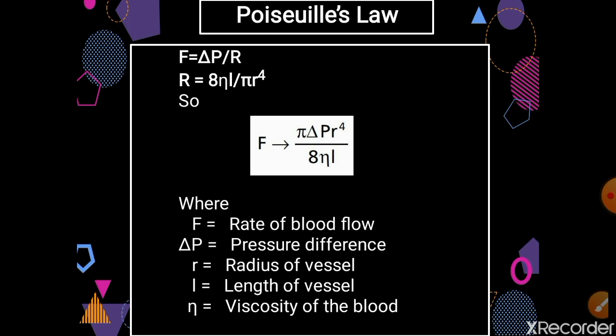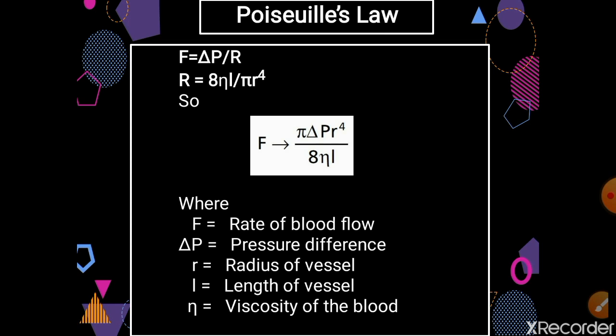By doing so, we get a formula which states that flow is directly proportional to the pressure difference along a blood vessel multiplied by radius raised to the power 4, divided by viscosity of the blood and length of the vessel. This is known as Poiseuille's law.